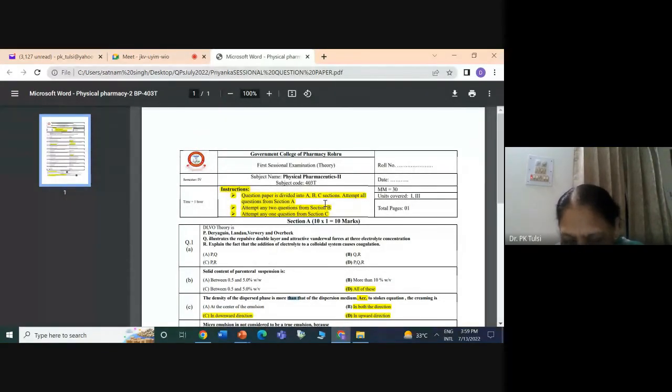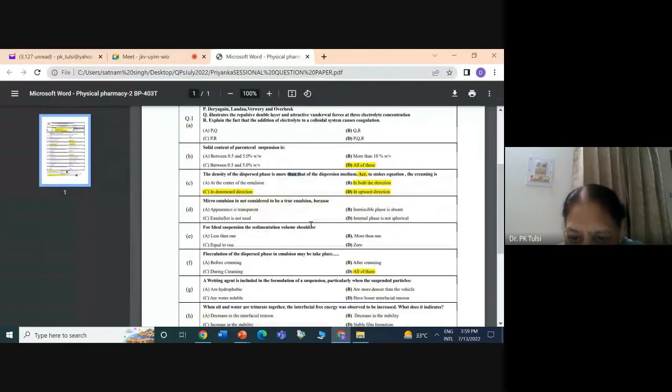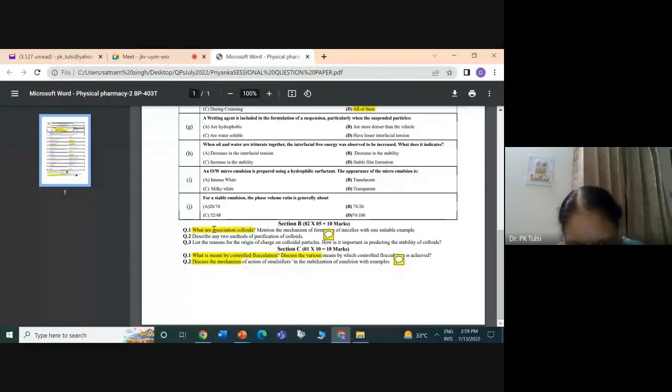क्वेश्चन पेपर इज डिवाइडेड इनटू एबीसी सेक्शन. अटेम्प्ट ऑल क्वेश्चंस फ्रॉम सेक्शन ए. नहीं, अटेम्प्ट एनी 2 क्वेश्चन लिखा है ना, अटेम्प्ट एनी 1 क्वेश्चन फ्रॉम सी. लेकिन मार्क डिस्ट्रीब्यूशन जैसे आपने कहा, इसके आपने 2 क्वेश्चन करने हैं. ये 10 नंबर का है ना. तो ये आपने लिखा है वाटर एसोसिएशन कोलाइड्स. मेंशन द मैकेनिज्म ऑफ फॉर्मिंग ऑफ माइसेल्स with one suitable example.